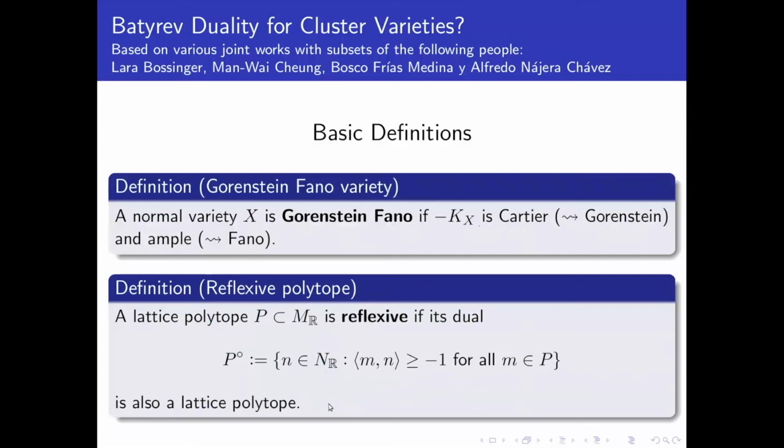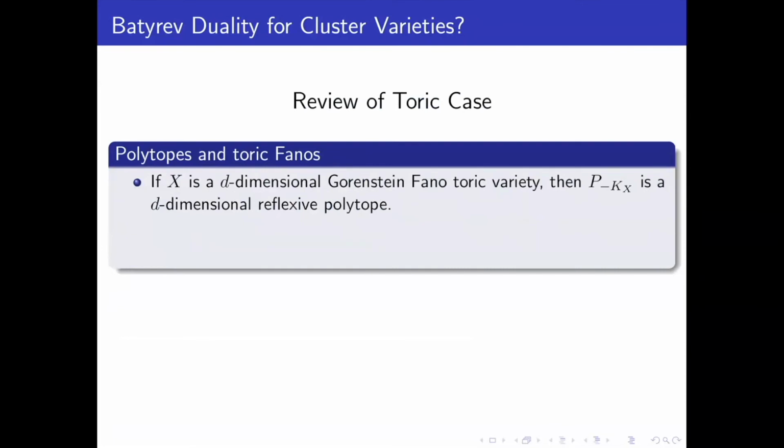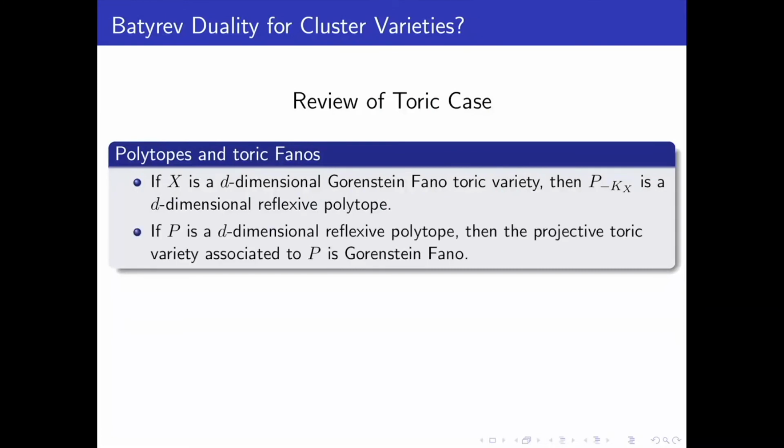A reflexive polytope plays an important role in Batyrev duality for toric Fanos. So the connection is that if X is a d-dimensional Gorenstein-Fano toric variety, then its anti-canonical polytope is a d-dimensional reflexive polytope. Moreover, if P is a d-dimensional reflexive polytope, then the projective toric variety associated to P is Gorenstein-Fano.